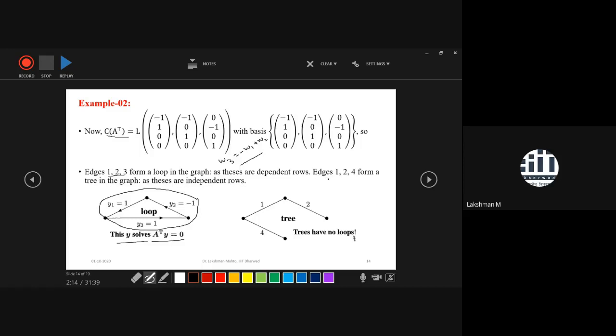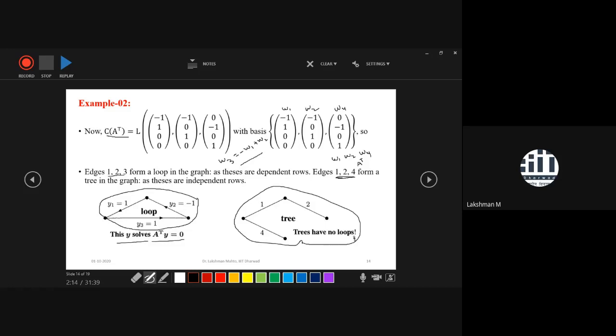But what if you take edge 1, edge 2, and edge 4? What you observe, that means you are talking about columns W1, W2, and W4 of the matrix A transpose. So what are these matrices? You can observe that this one is W1, this one is W2, this one is W4. These are easily seen to be linearly independent. So that's why these are forming a tree in the graph. There is no loop.